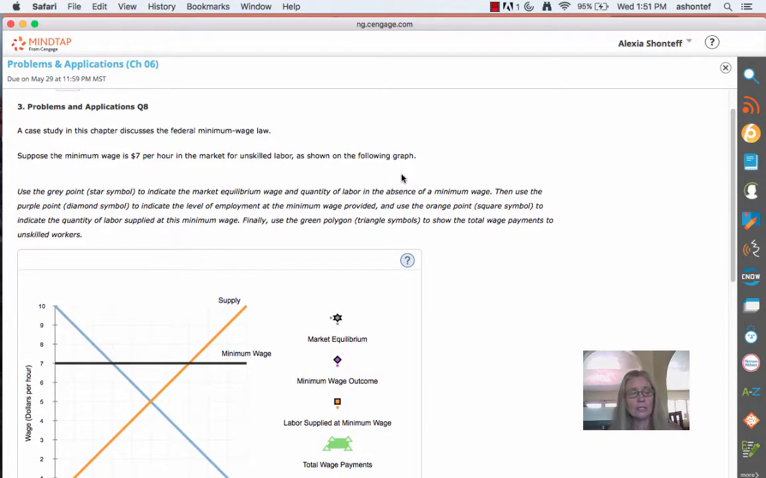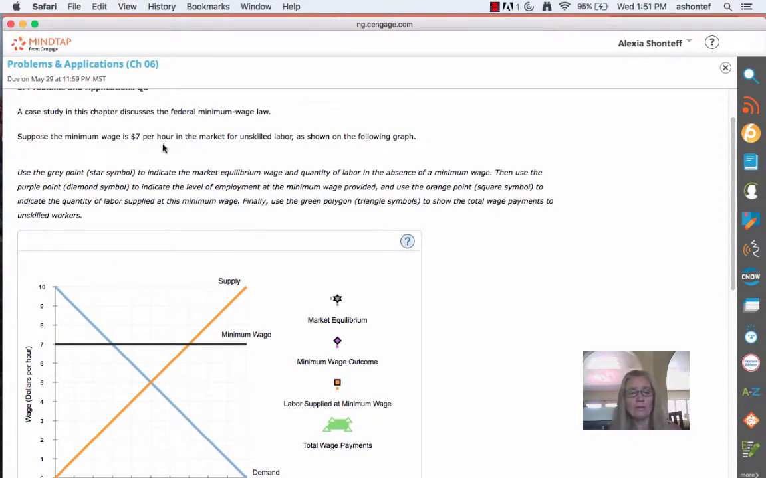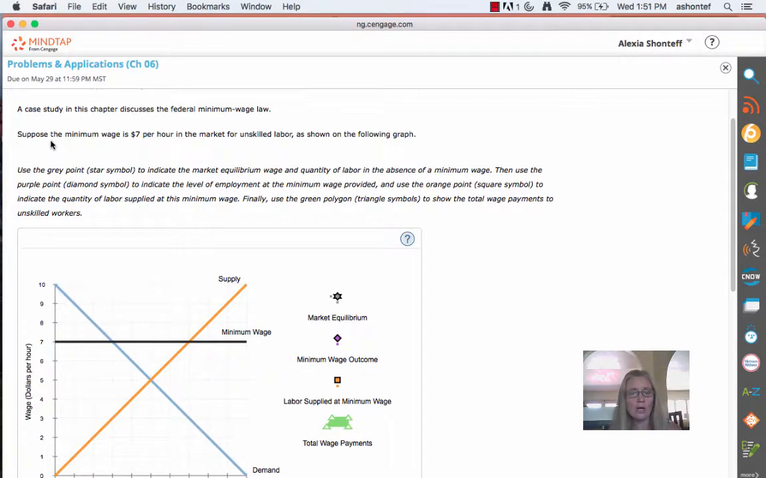So this question is going to actually have you kind of start moving things around in the diagram. So remember, when you move things around, you're going to use your clicker. You're going to right click and then you can move. So here are the directions. Make sure that you read the directions, and I would read this at least 2 times before you start trying to answer this question. So you start off with, suppose the minimum wage is $7 per hour in the market for unskilled labor, as shown in the following graph.